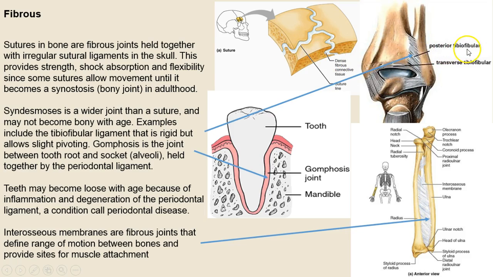The posterior tibiofibular ligament, upper right, also needs to have a little mobility, but not much. Just enough to allow some pivoting there. Gomphosis of the teeth, the periodontal ligaments, they're going to allow some movement, but very little unless you get periodontal disease. And that is why we're very gentle when we brush. We don't want to traumatize those fragile ligaments. Soft bristles, slow circular movements. Interosseous membranes between some bones that are going to define the range of motion. So ulna, radius, good example.